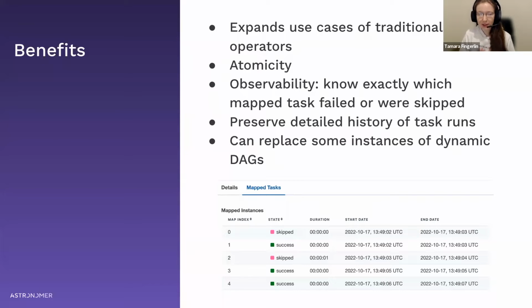I kind of touched on this already, but what are the benefits of using dynamic task mapping? If you have used Airflow for a while, you have run into this issue. You had some changing input, like objects in an S3 bucket, and then you needed to do a certain action on these objects, but you didn't know in advance how many there would be.